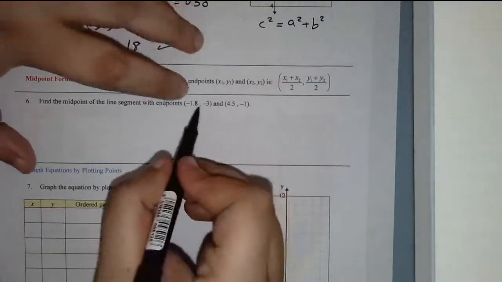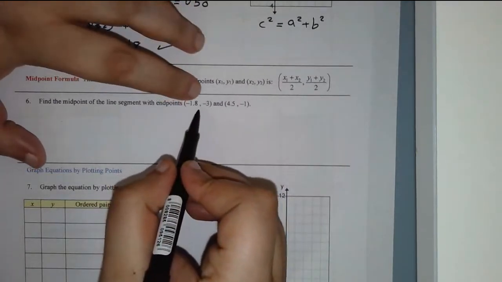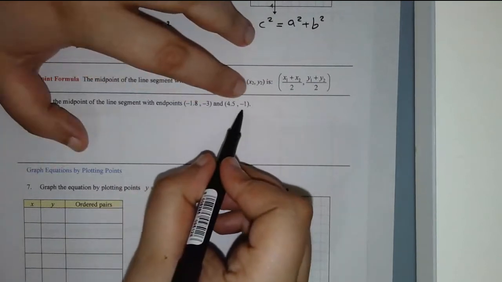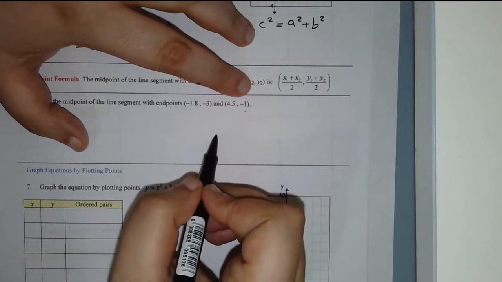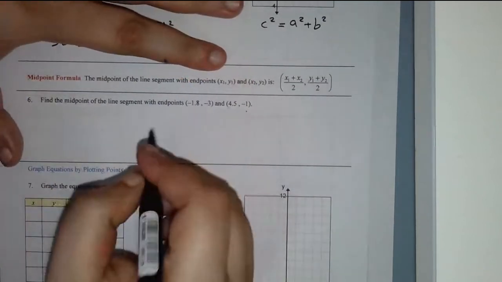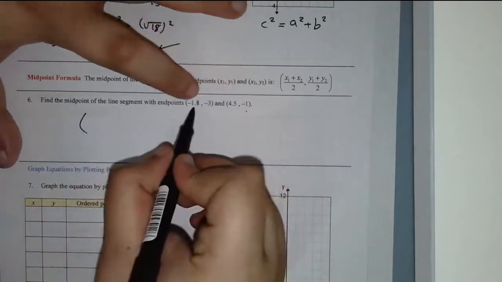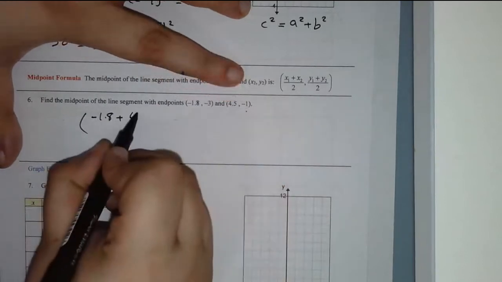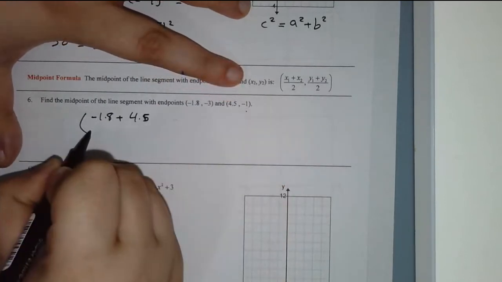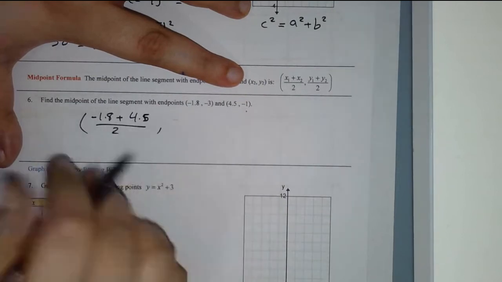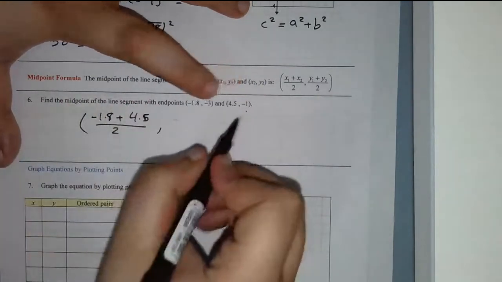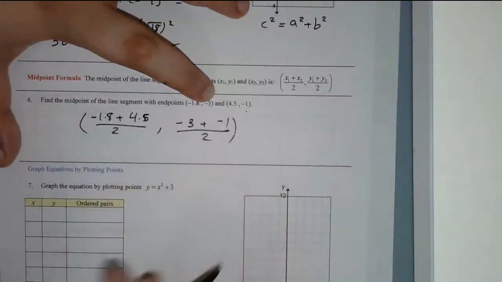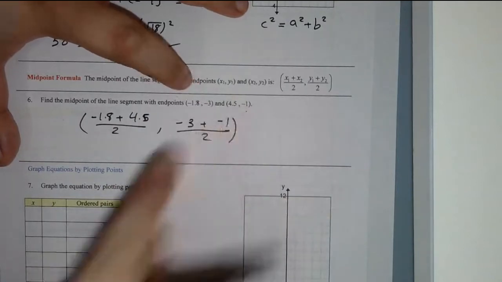All right. So my first point is -1.8 for x and -3 for y. Second one, we have 4.5 for x and -1 for y, right? Okay, so the midpoint is what? x1, which is -1.8, plus x2, which is 4.5, over 2, comma, this is my x value. Now, -3 plus -1 over 2. That's my y value. I took both y's and added them.